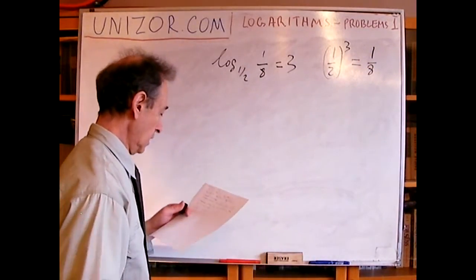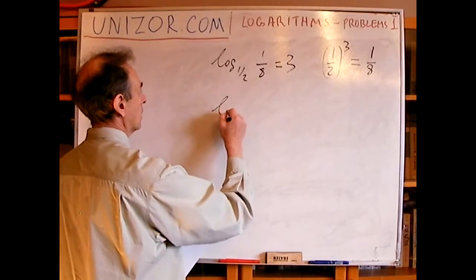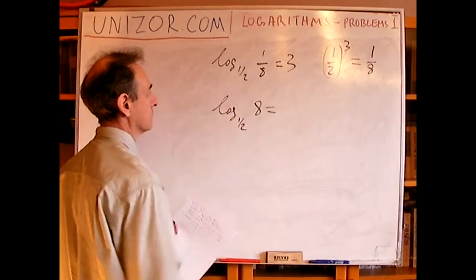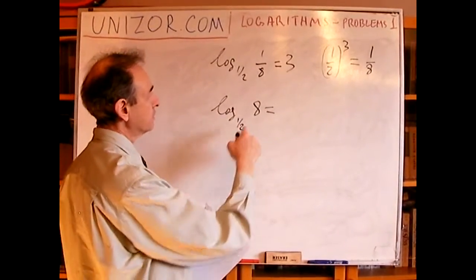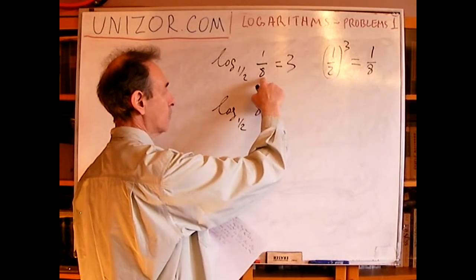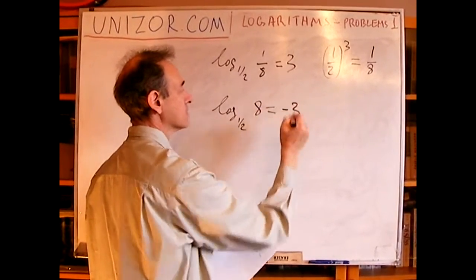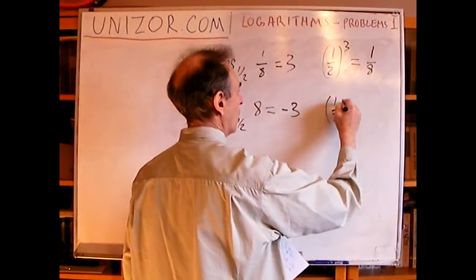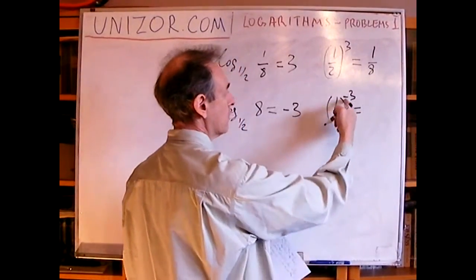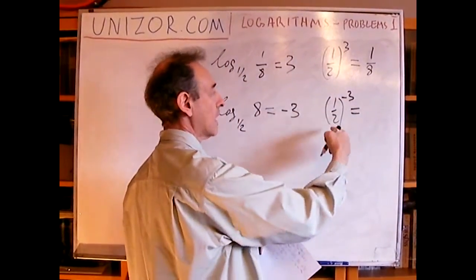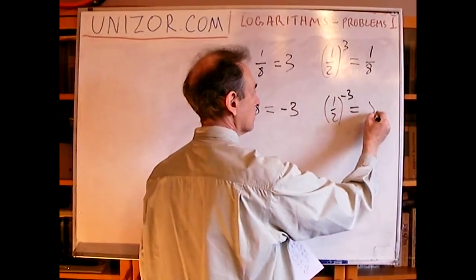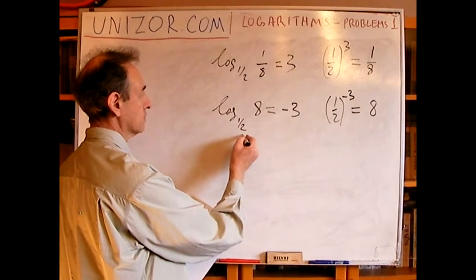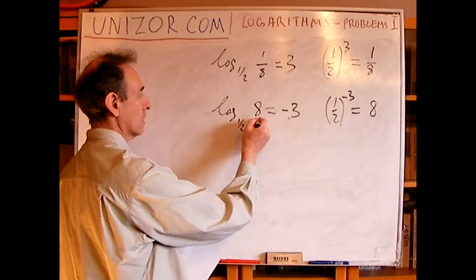Next. Log base 1/2 of 8. Well, let's think about it. If using the power of 3 I get 1/8, then using the power minus 3 I should get the inverse of 1/8, right? And indeed, 1/2 to the minus 3 is equal to, minus means it should be inverted, so 1/2 becomes 2, to the power of 3, 2 times 2 times 2 would be 8. So 1/2 raised to the power of minus 3 gives me 8.